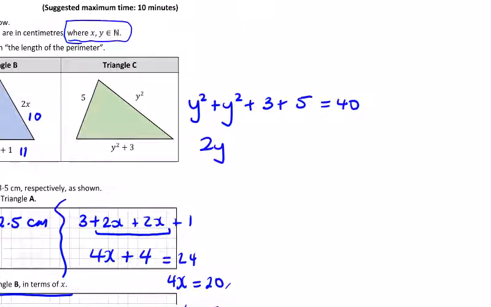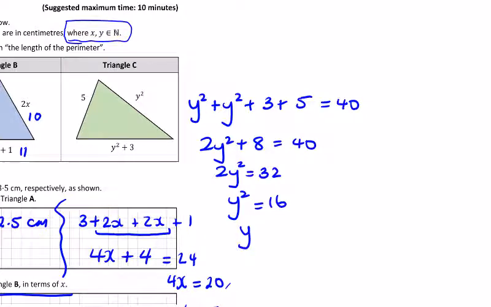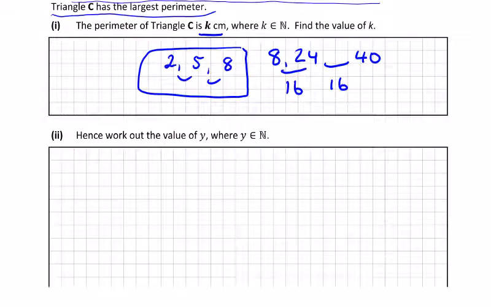So we have 2y squared plus 8 is equal to 40. So 2y squared would have to be equal to 32. If you bring the 8 across, dividing by 2, y squared would have to be 16. So y can't be plus or minus 4, it just has to be plus 4. Let's check. 4 squared is 16. 16 plus 3 is 19. 16 and 19 is 35. And 5 is 40. So k centimeters was the perimeter, that's the 40 cm, and the value of y we've just got.